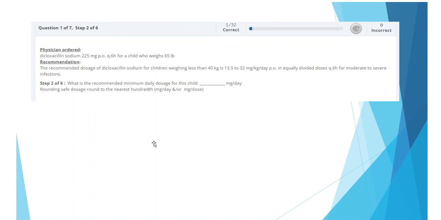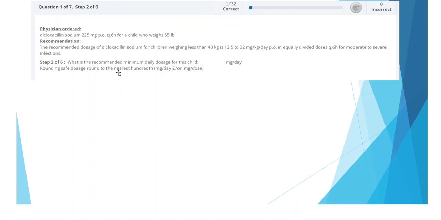Let's move on. In this next slide, the question is asking for the recommended minimum daily dosage. So daily dosage is milligrams per day. We've got to remember our child's weight in kilograms is 29.5 kilograms. And then we're going to look at our recommended dosage. The recommended dosage of the medication for children weighing less than 40 kilograms is 13.5 to 32 milligrams per kilogram per day by mouth in equally divided doses every 6 hours.